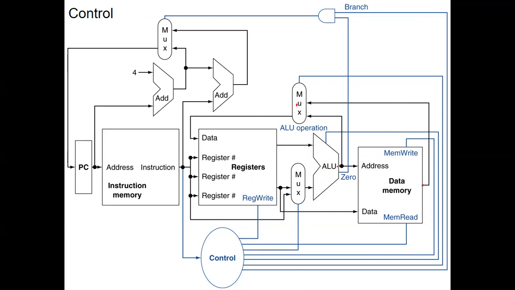For all arithmetic operations that have 3 operands, 2 of them will be the source, and 1 of them is going to be the destination. The destination should be written back to the register file.